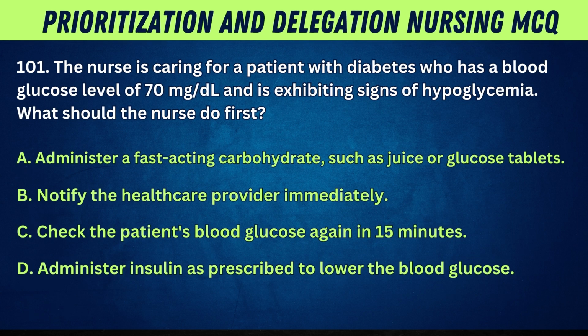101. The nurse is caring for a patient with diabetes who has a blood glucose level of 70 mg per deciliter and is exhibiting signs of hypoglycemia. What should the nurse do first? A. Administer a fast-acting carbohydrate, such as juice or glucose tablets. B. Notify the healthcare provider immediately. C. Check the patient's blood glucose again in 15 minutes. D. Administer insulin as prescribed to lower the blood glucose.